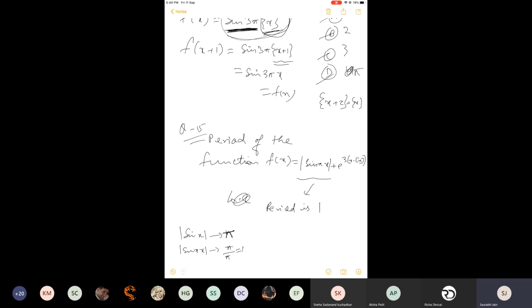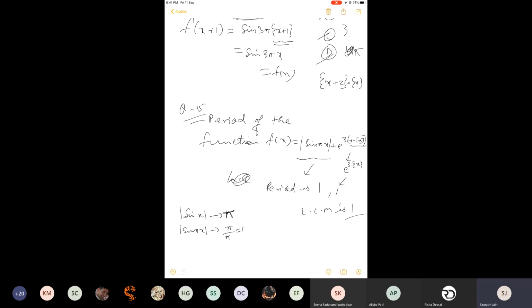And if you see the second part, it is nothing but e to the power 3 times the fractional part of x. Its period is also 1, LCM is 1, answer is 1. x minus greatest integer, remember it is the fractional part of x, and what I told you, it is a composite function, so just concentrate on the fractional part. Is it periodic? Yes. What is the period? 1, because nothing is present with x, and just 3 is outside the fractional part. It is not the fractional part of 3x. Okay, it is 3 times the fractional part of x, that is different.